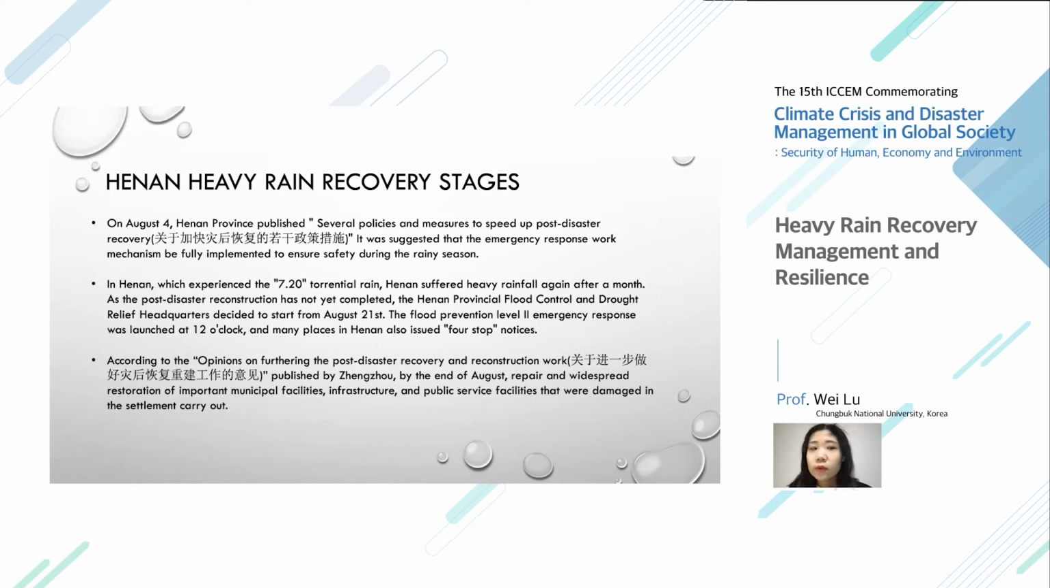So I will introduce the Henan heavy rain recovery stages. On August 4th, Henan province published several policies and measures to speed up post-disaster recovery, but Henan suffered heavy rainfall again after a month, as the post-disaster reconstruction had not yet been completed.